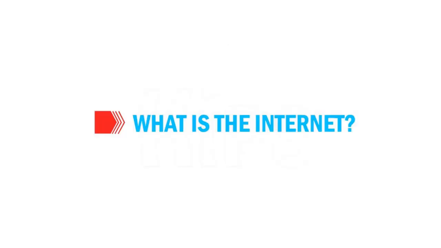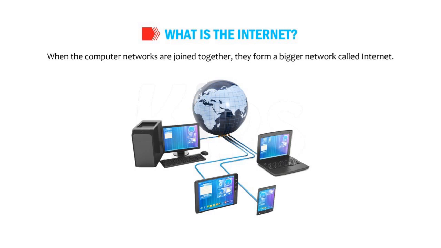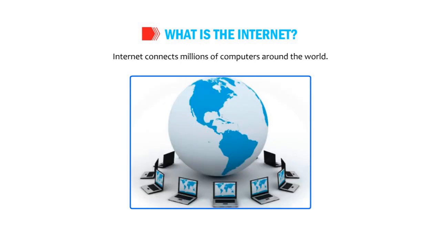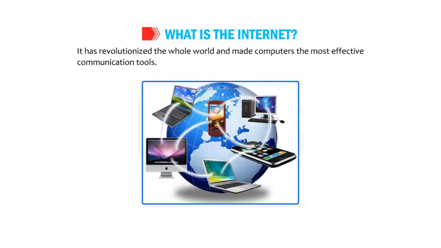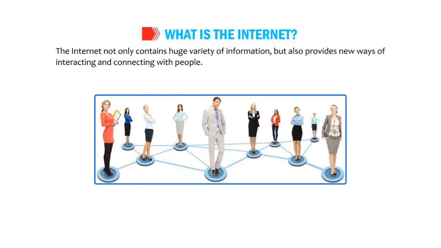Now, let us understand what is internet. When the computer networks are joined together, they form a bigger network called the internet. Internet connects millions of computers around the world. It has revolutionized the whole world and made computer the most effective communication tool. The internet not only contains huge variety of information but also provides new ways of interacting and connecting with people.